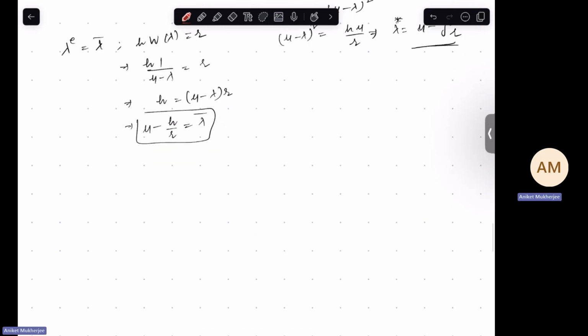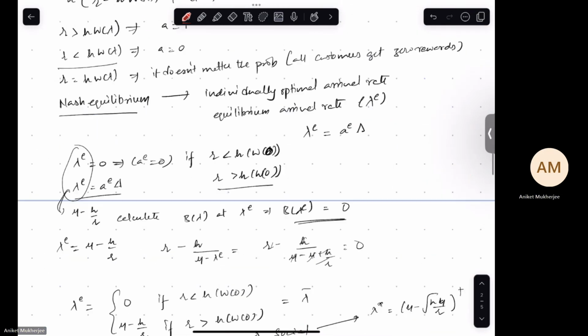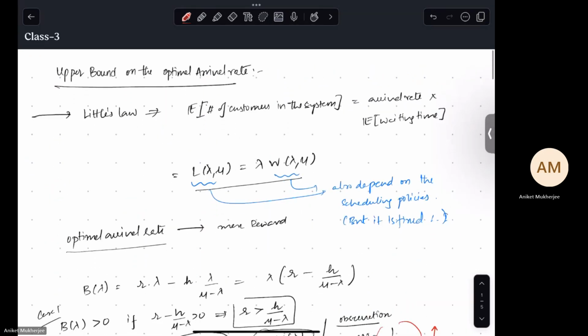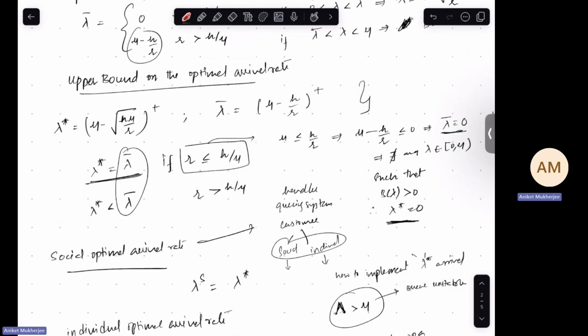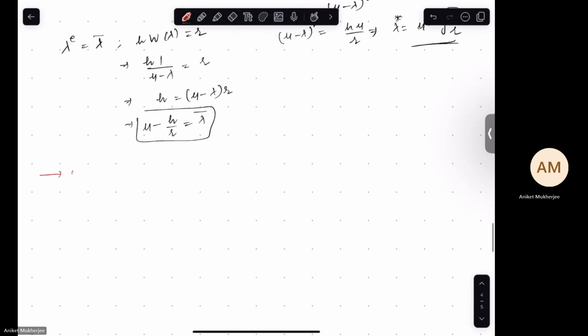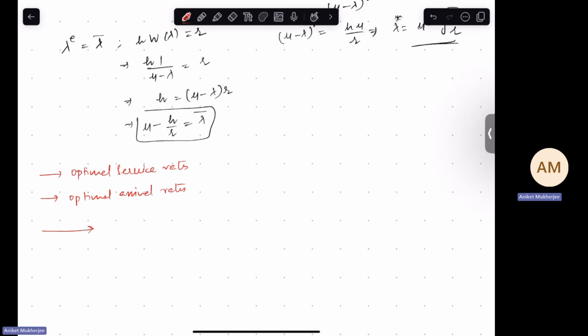Okay, so next, this completes the optimal arrival rate. So till now we have seen design of queuing systems for optimal service rates, optimal arrival rates. So for today, I'll keep this class short.